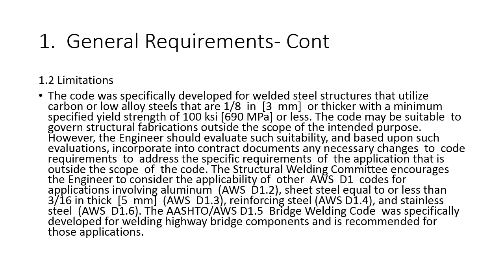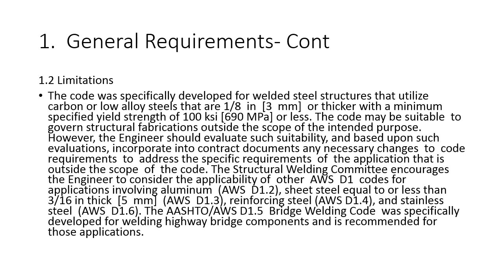The Structural Welding Committee does encourage the engineer to consider the applicability of other AWS D1 codes for applications involving aluminum, sheet steel equal to or less than 3/16 of an inch thick, AWS D1.3, steel, AWS D1.4, and stainless steel, AWS D1.6. The AASHTO AWS D1.5 bridge welding code was specifically developed for welding highway bridge components and is recommended for those applications.